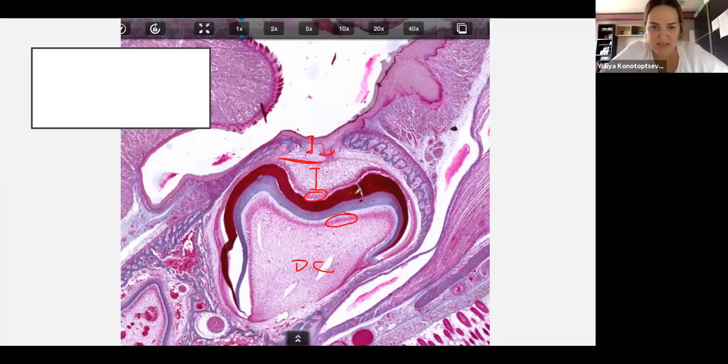Here we can see enamel, dentine. This is the tooth primordium. Here you can see the bone, right? Here you can see the crown. What is this tissue between them? Periodontal ligament. Okay, so it's still there. So this is a periodontal ligament.